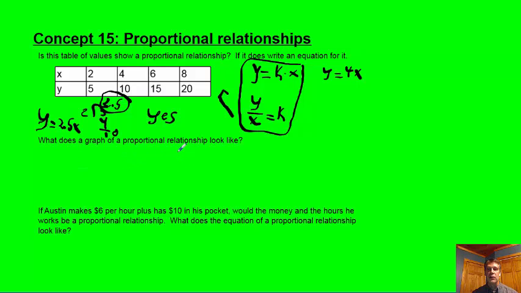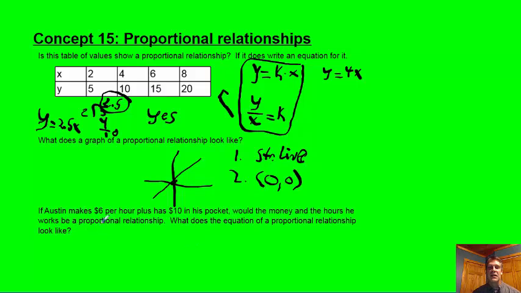What does the graph of a proportional equation look like? Well, it has to be two things. It's got to be a straight line, and then it has to go through the origin. So it's got to go through 0, 0. All right, that's easy. That should be an easy question on the test.